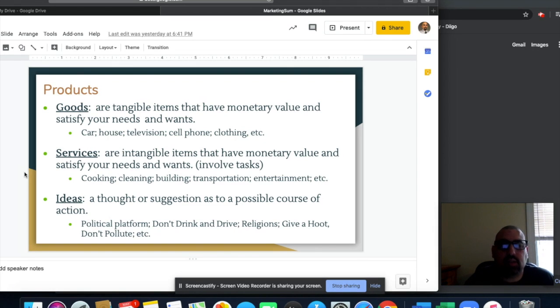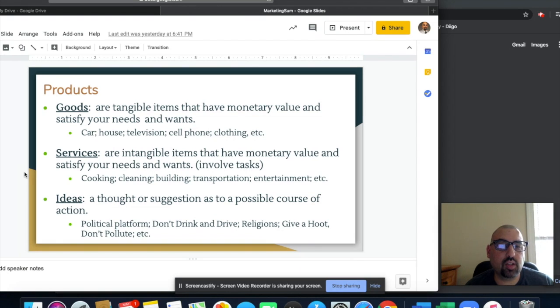Next is products. As we talked about in the very first slide, the products are goods, services, and ideas. Just a quick breakdown of what each one of these are. The goods are any tangible items. So this is anything that you can physically put your hands on, that you can touch. You can buy a cell phone and walk out of the store with it. That would be a good.